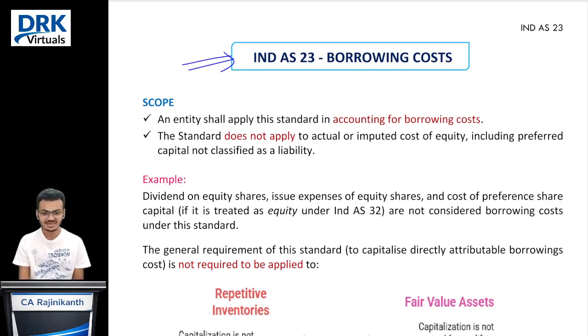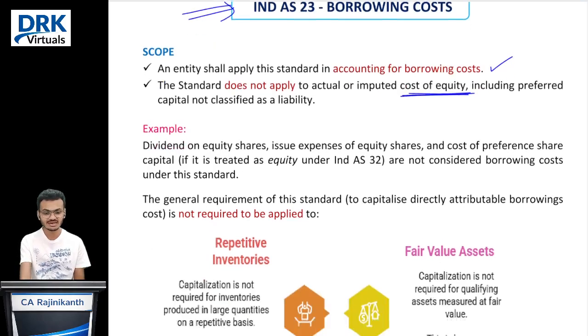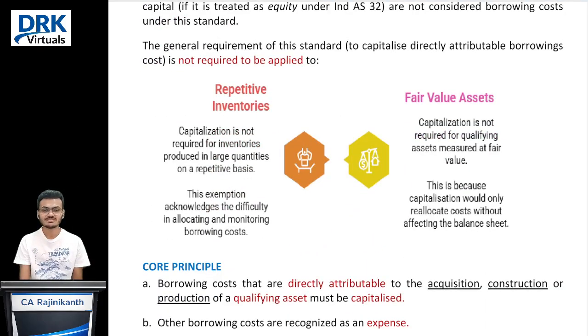Let's start. As we know, the standard is applicable to accounting for borrowing costs. However, there are some exceptions. What are they? The standard is not applicable to cost of equity, including cost of preference share capital that is not classified as liability. It means that is also an equity instrument, and the cost of that equity instrument is also scoped out of the standard. Similarly, we should not apply the standard to assets measured at fair value, because fair value is a market based number that considers everything including borrowing cost. So we should not apply this standard to assets measured at fair value.